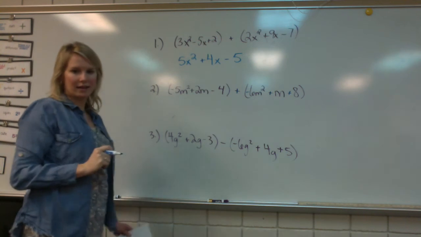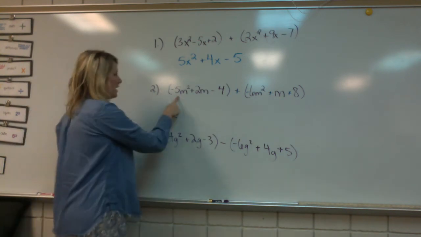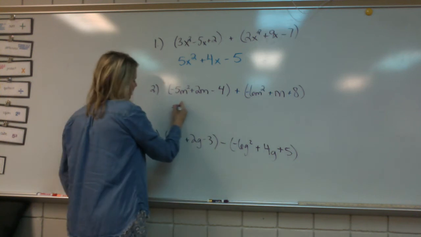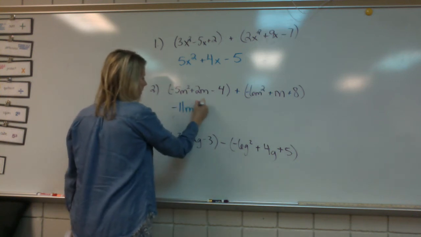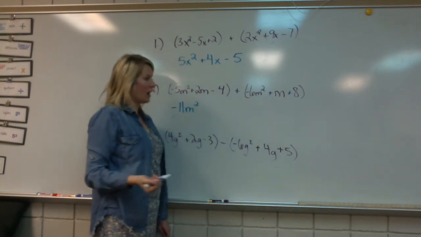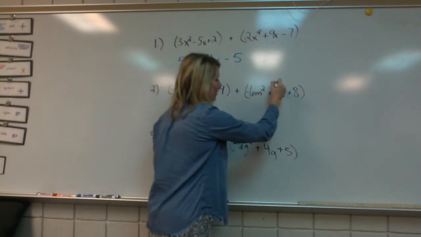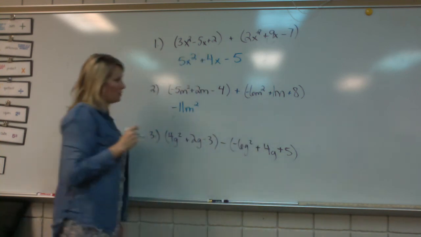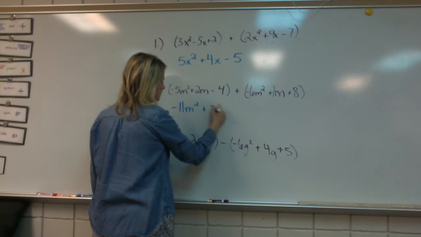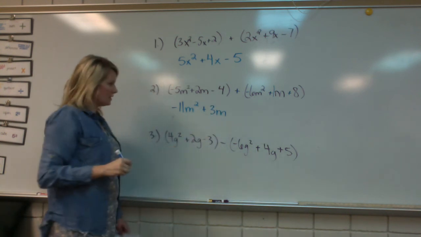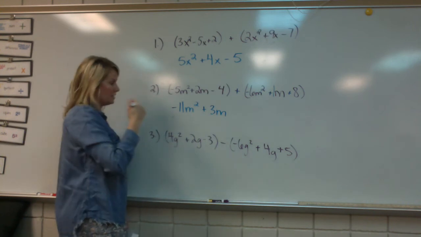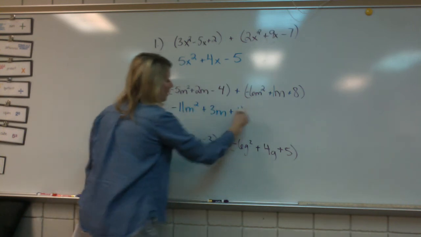And now I can just add like I did the first example. So negative 5m squared plus negative 6m squared, they're the same sign, so all together I have negative 11m squared. Then I have 2m plus m. Remember, if you're adding just a variable, it means that you have one of those variables. So 2m plus 1m is 3m. And then the last term you have negative 4 plus a positive 8. Some of those will cancel and you get a positive 4.